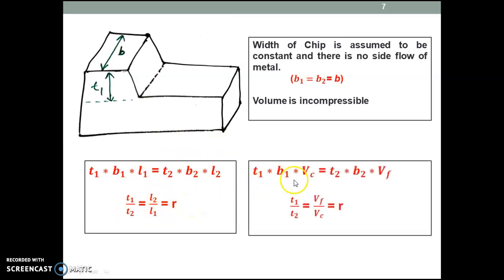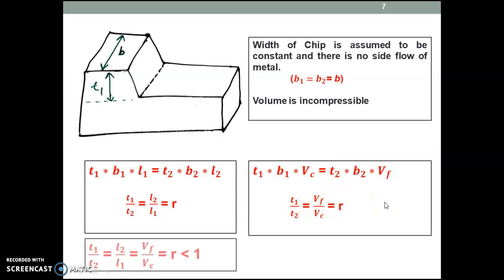Likewise, if you consider the volume rate, volume per second, T1 B1 Vc is equal to T2 B2 into Vf. Vf is the velocity of chip flow, and Vc is the cutting velocity. So T1 by T2 is equal to Vf by Vc equal to R. If you combine these two, we get T1 by T2 is equal to L2 by L1 equal to Vf by Vc, which we have noted as R, which is always less than 1.